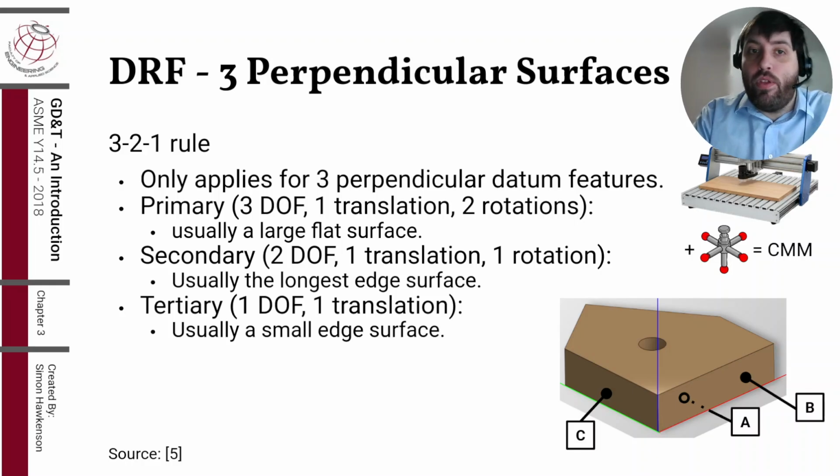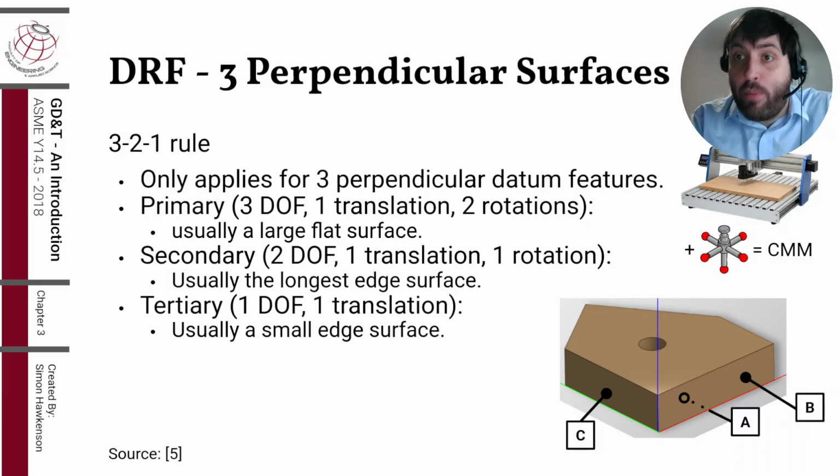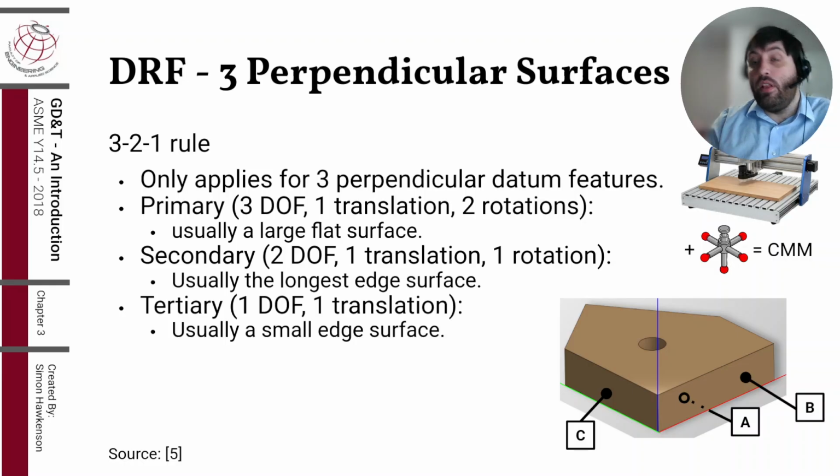It's worth going over the 3-2-1 rule, although I'm pretty sure this only applies to 3 perpendicular datum features, so it's not universal. So we picked the primary surface, which you could say is the most important surface. That's often the largest surface. That constrains 3 degrees of freedom.